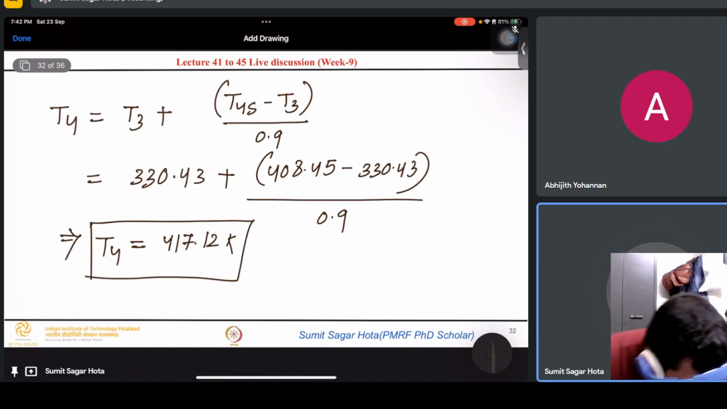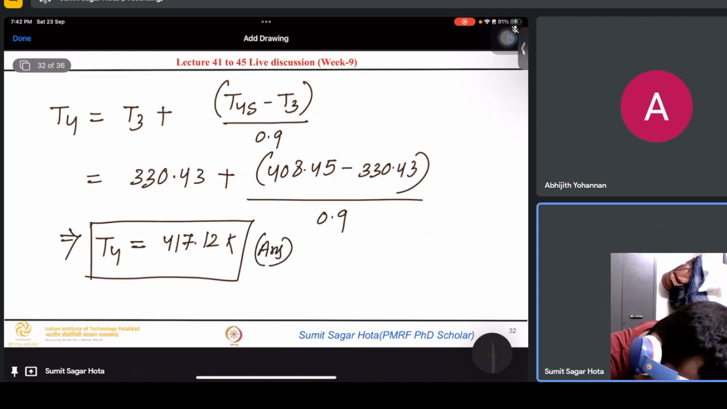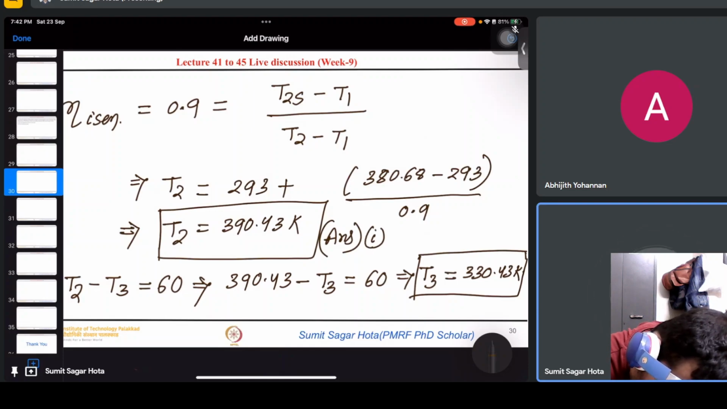Why are we doing all this? Because we have to find out the compressor power. So we now find the actual temperature at the end of each stage, that is T2 and T4. So T2 and T4 will be your answer. This is your first part's answer.